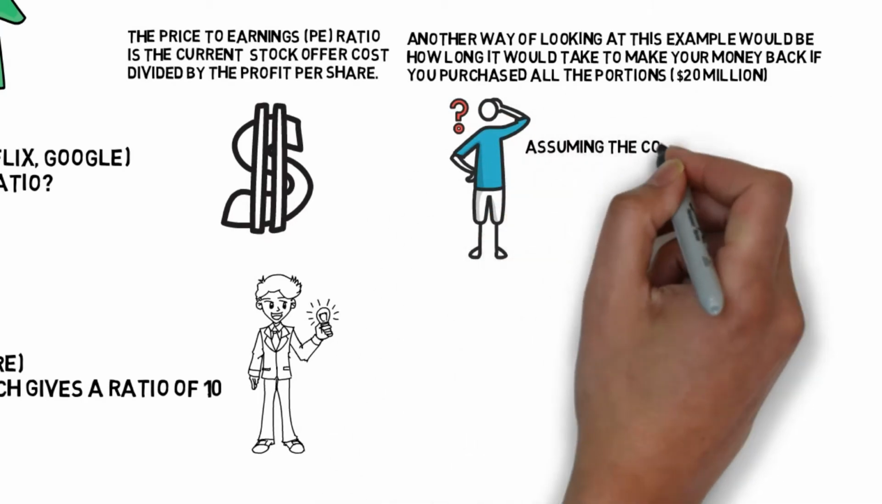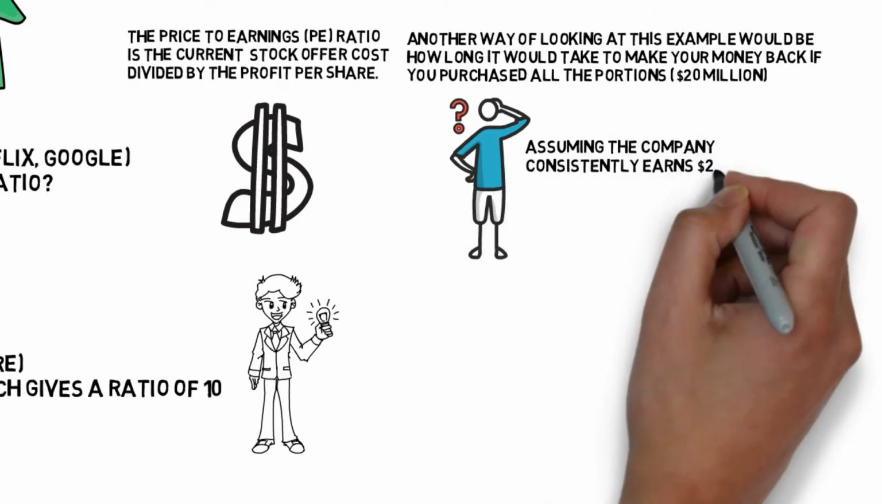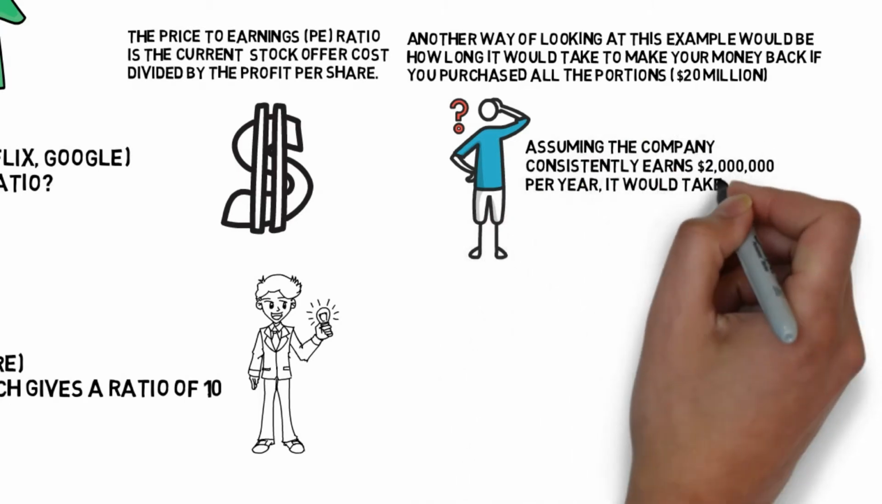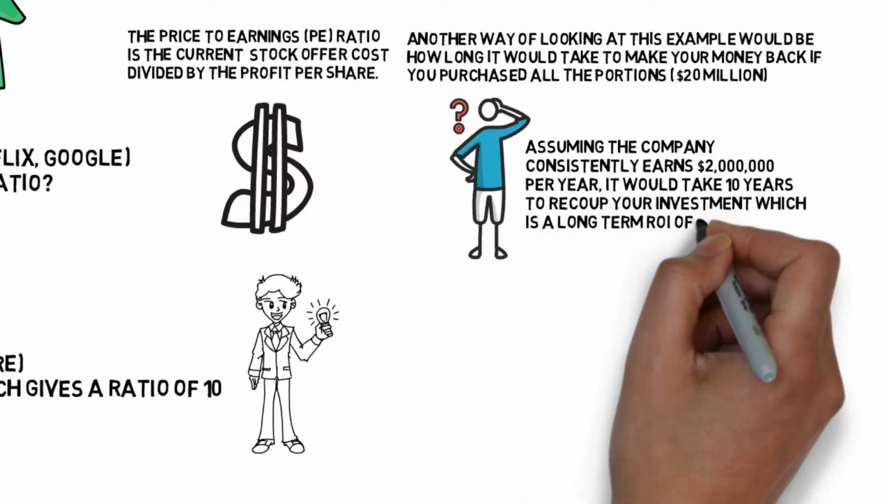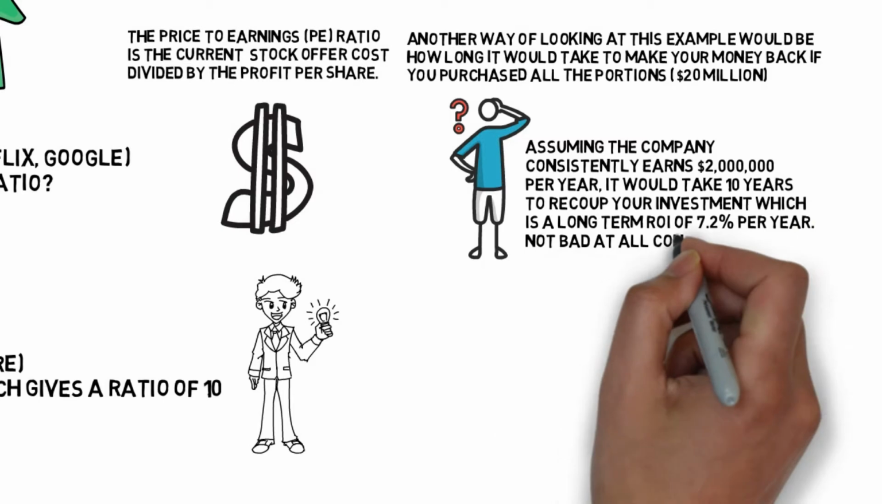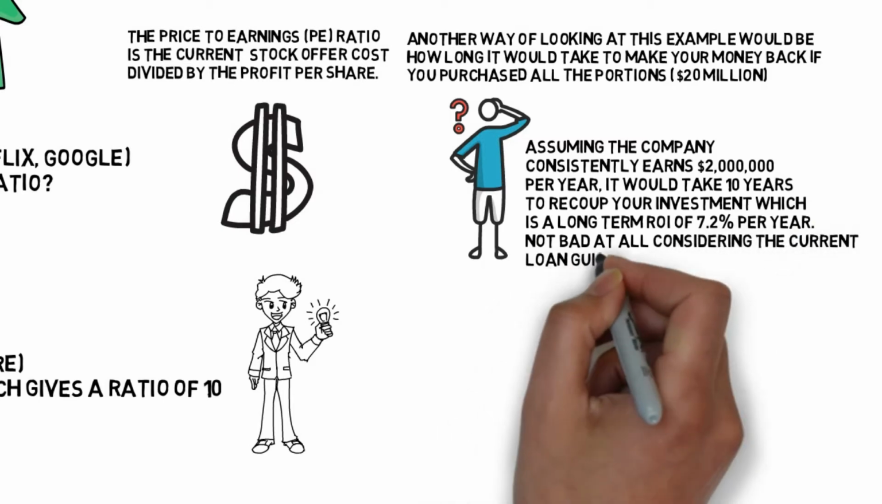Assuming the company consistently earns $2 million per year, it would take 10 years to recoup your investment, which is a long-term ROI of 7.2% per year. Not bad at all.